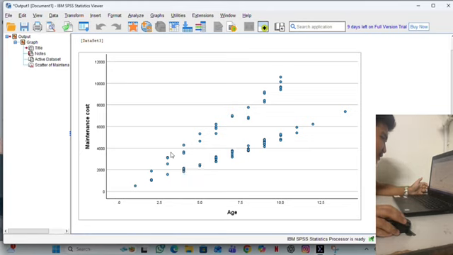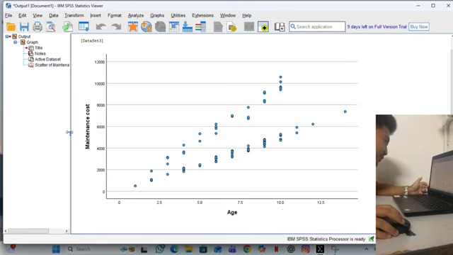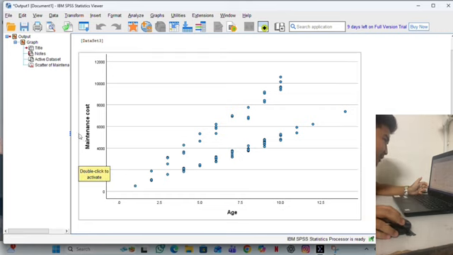From the scatter plot, we can see an upward trend, which shows a positive relationship between the two variables. This means as the age of the bus increases, the maintenance cost also increases. The data points are fairly close to each other, suggesting that the relationship is moderately strong.